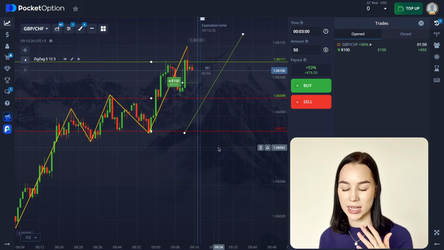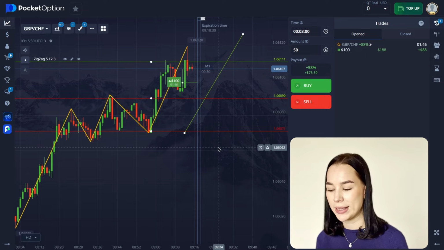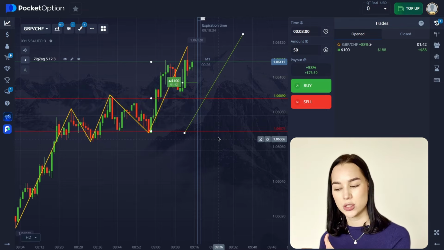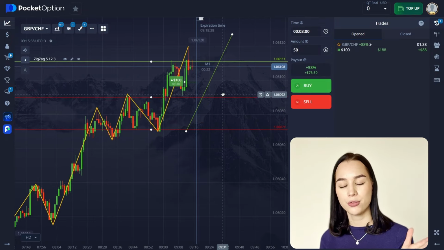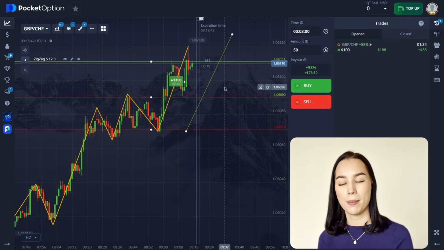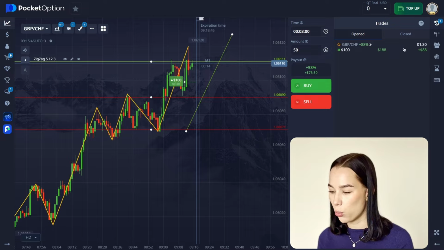Maybe at some point also, that's why I recommend to use the catch-up system in some of the cases. Like, it's better to wait till the end of the trade to see how it will finish, and after that, open a trade with doubling your amount of money per trade. That's how the catch-up system works.